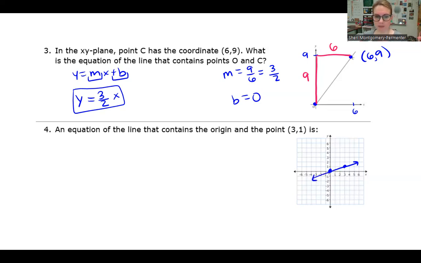To make my equation, I need m and I need b. B is easy for this one. Where does it cross the y-axis? 0.